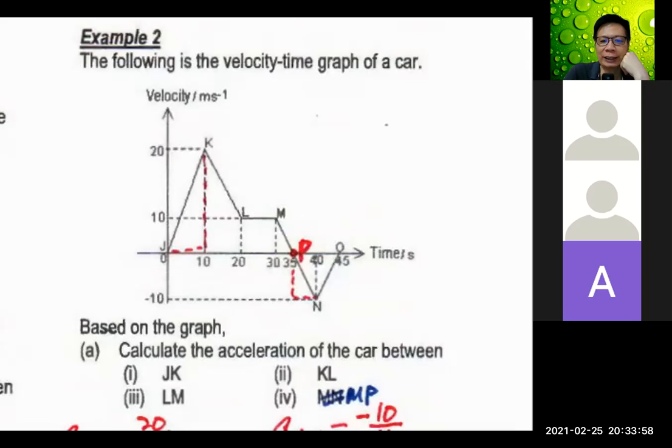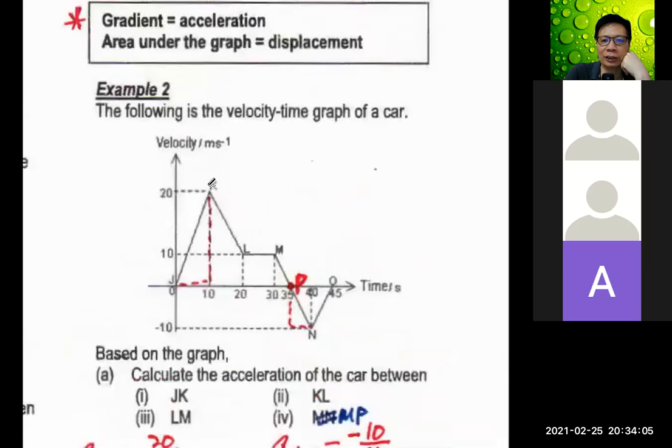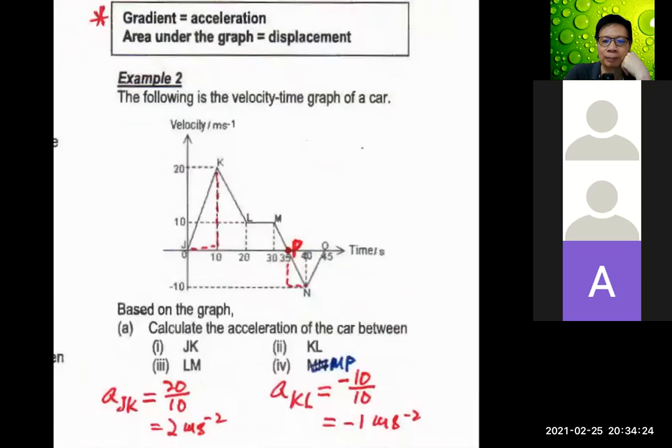So now first question, calculate the acceleration between JK. J to K here. How to find acceleration? You see here, acceleration is equal to the gradient of the graph, correct or not? So you find the gradient now. This gradient is positive, so it's 20 divided by 10. You take here 20, here is 10. 20 divided by 10, positive lah. So you get 2. So it's 2 meters per second squared. Acceleration is meters per second squared.